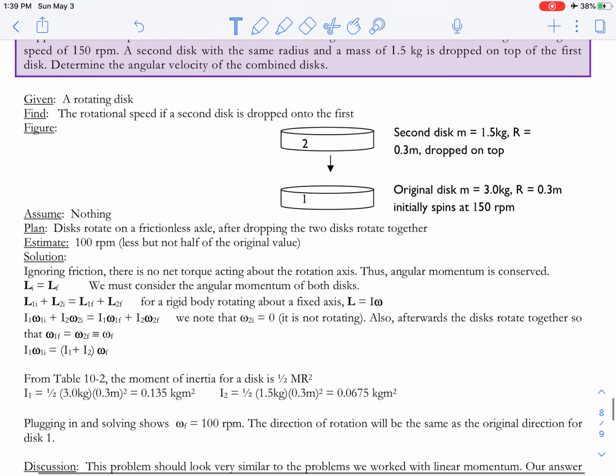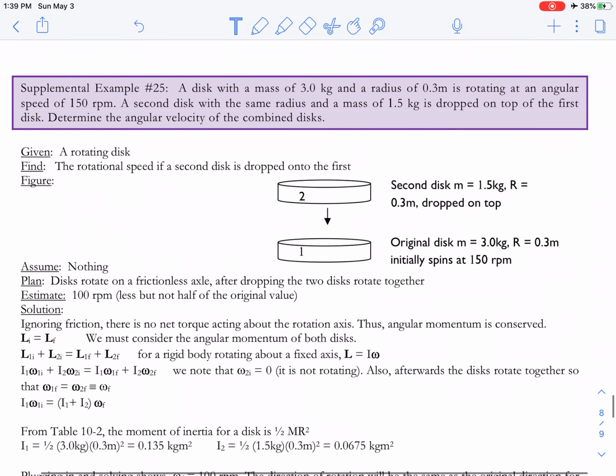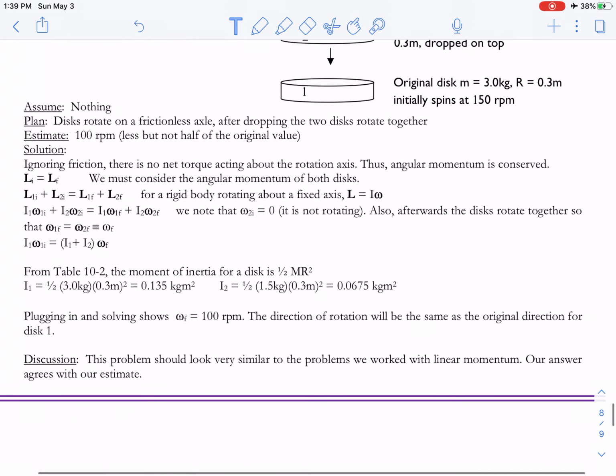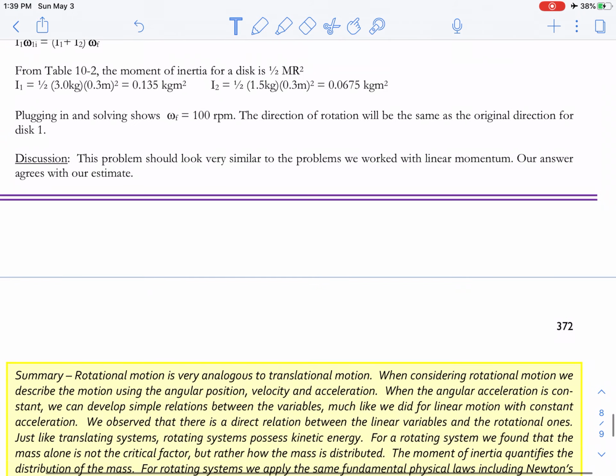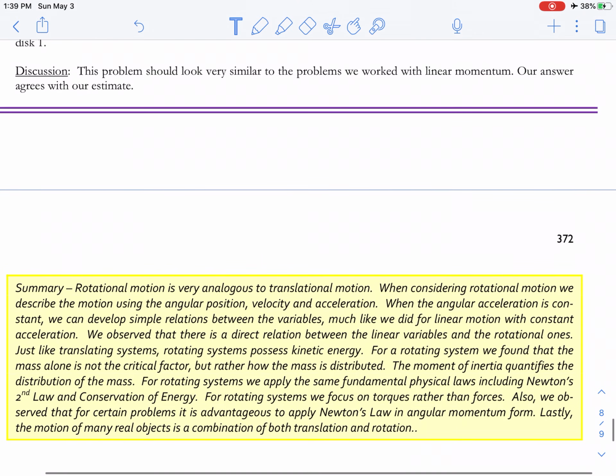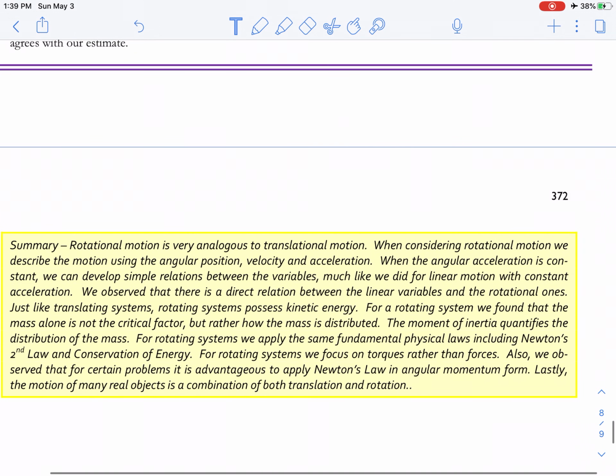So this is a quick supplemental example. I do suggest that you take a look at it. It emphasizes the vector form and angular momentum conservation. There's a spinning disk. There are two of them, so you will see that application of quick angular momentum conservation. And this is as far as we will cover.